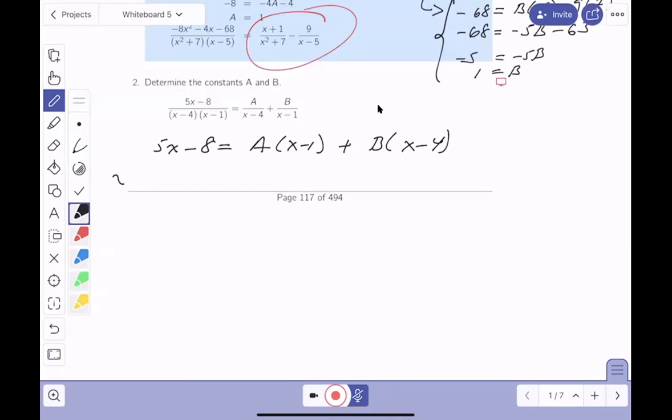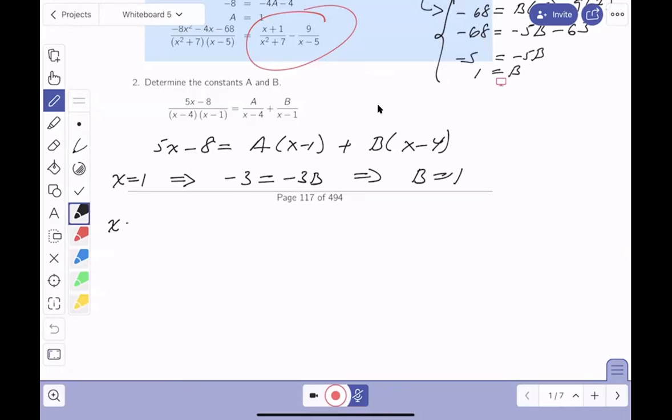I think I'd probably pick x to be 1 first. What does this give you? Well, 5 minus 8 is minus 3. If x is 1, the first term would disappear, and the second term would be minus 3b. What does this tell me? b is 1. Fairly simple.